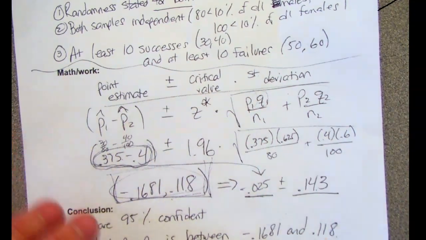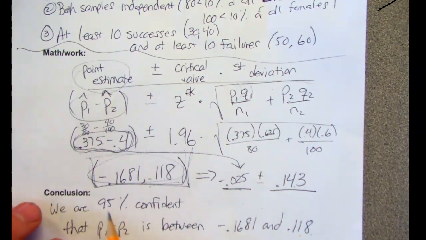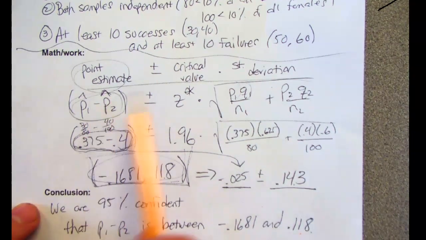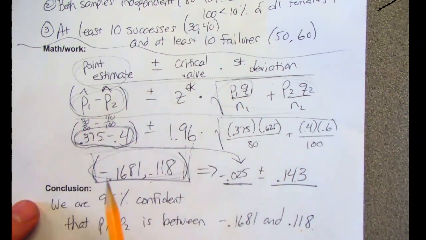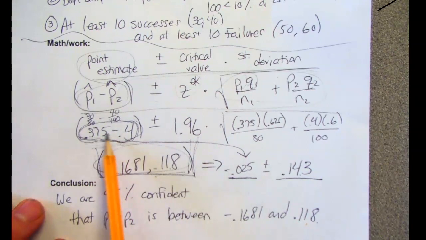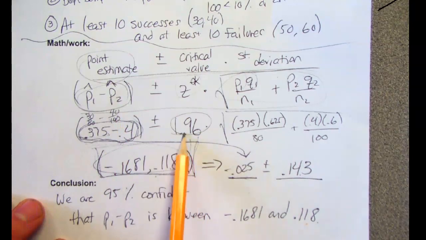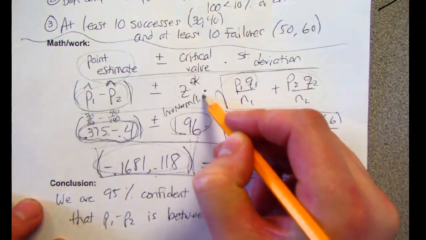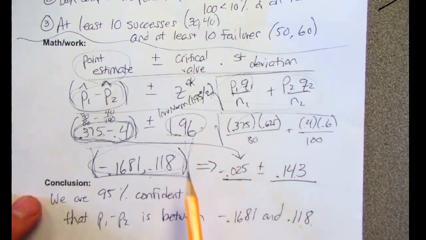So we've got our formula here. My point estimate is the difference between them. So before, when I had one sample, it was just p hat, and now I want to know the difference. Critical values, Z star, and then the standard deviation formula. You will not have to memorize this. 0.375, which I got from doing 30 out of 80. 0.4, which I got from doing 40 out of 100. 1.96 is inverse norm of 1.95 divided by 2. And then you're just plugging the numbers into the formula.